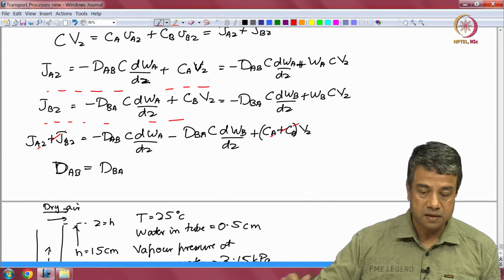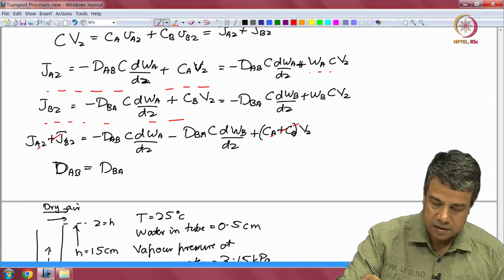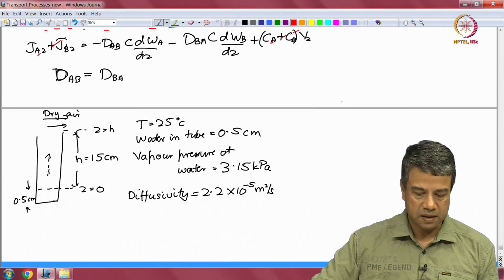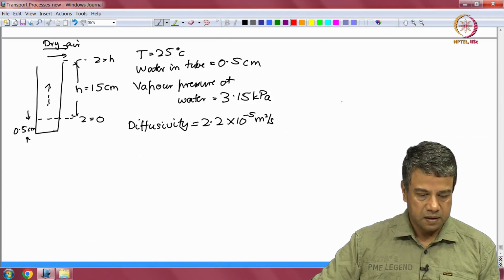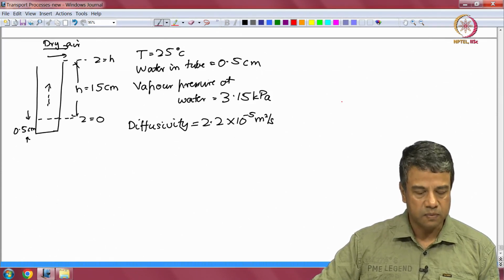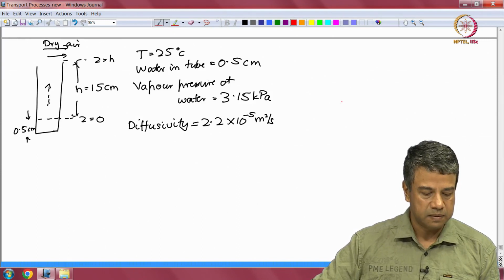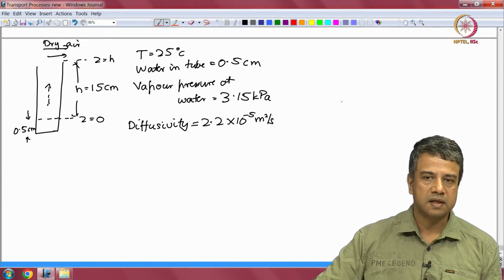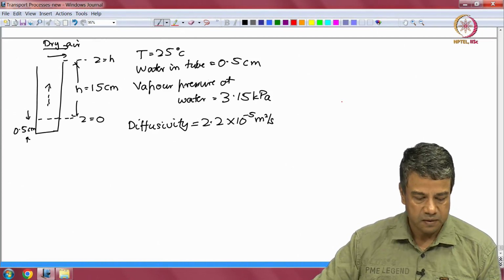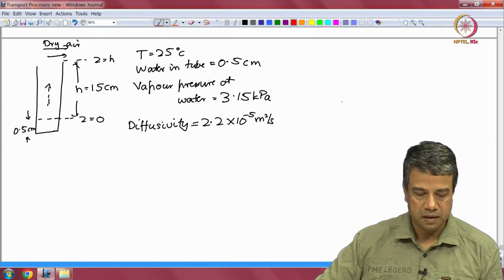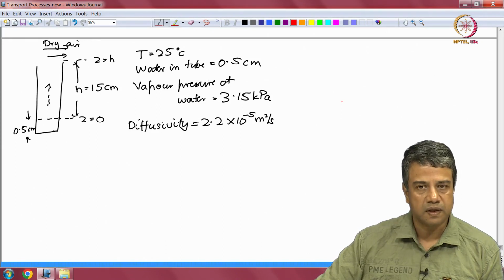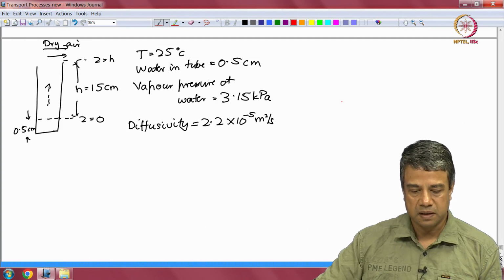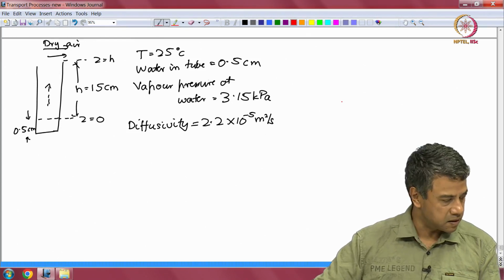So, in what situations do these additional terms contribute to the total fluxes? We were considering an example: dry air above a tube containing water at the bottom. The tube has height 15 centimeters, the water height is half a centimeter. Water is evaporating, and we want to find out how much time it takes for all of the water to evaporate given these constraints.